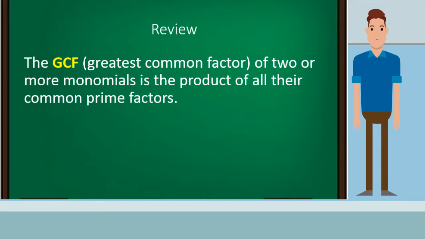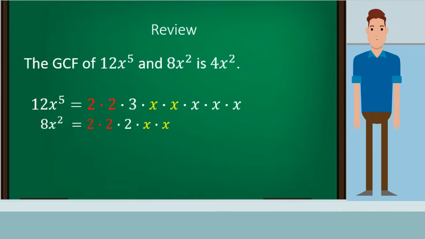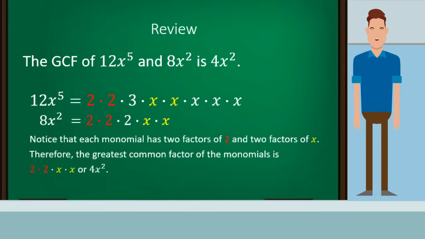For example, the GCF of 12x^5 and 8x^2 is 4x^2. Simply write the complete factorization of each monomial and find the common factors. The product of all the common factors will be the GCF. Notice that each monomial has two factors of 2, and two factors of x. Therefore, the greatest common factor of the monomials is 2 times 2, times x times x, or 4x^2.